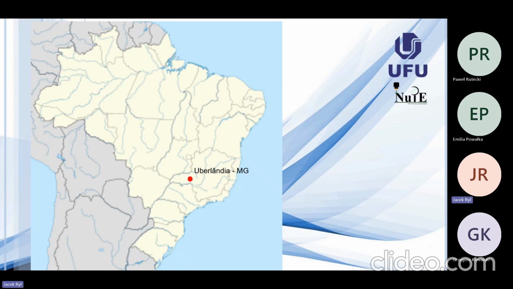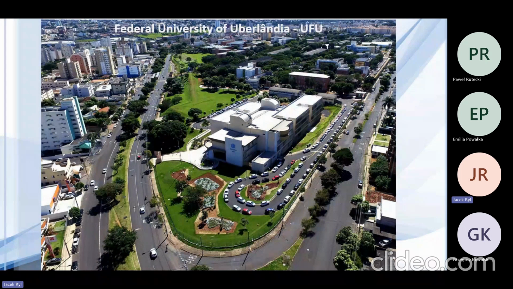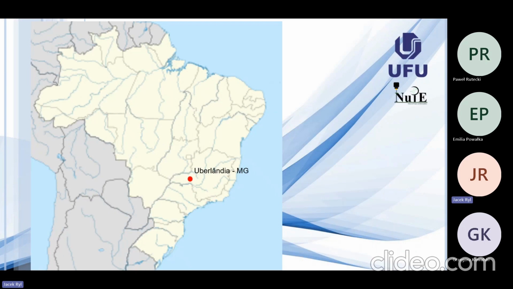And here a picture of the university, a top view of one of the campuses of the University of Uberlândia. Over here is the chemistry department, and this is the main rectory building of the university. But there are other campuses that belong to the Federal University of Uberlândia. We divide the Brazilian country in different states, and here is the Minas Gerais state.